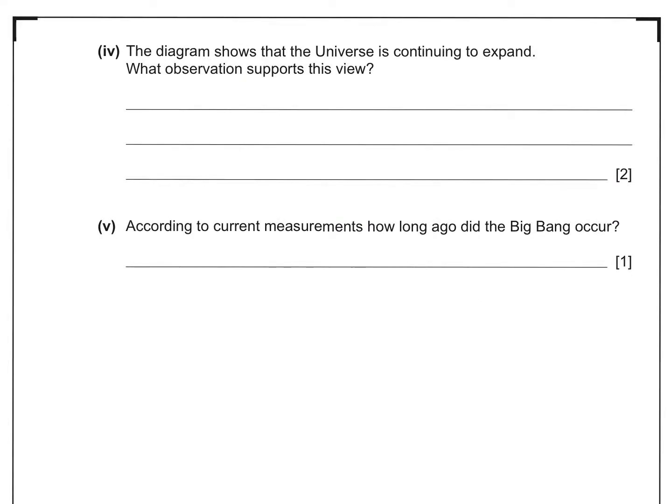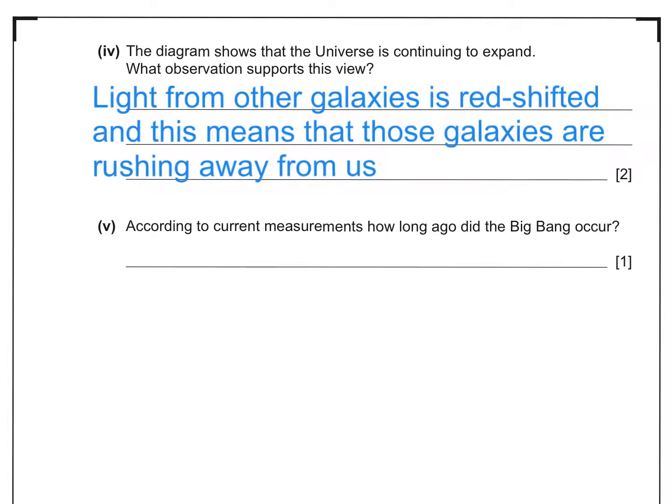Part 4, the diagram shows that the universe is continuing to expand. What observation supports this view? So these are the observations that Hubble made about the redshift of galaxies, that galaxies seem to be rushing away from us, and that means that the universe is expanding. So light from other galaxies is redshifted, and this means that those galaxies are rushing away from us. So if all the galaxies are rushing away from us, then that supports the view that the universe is expanding.